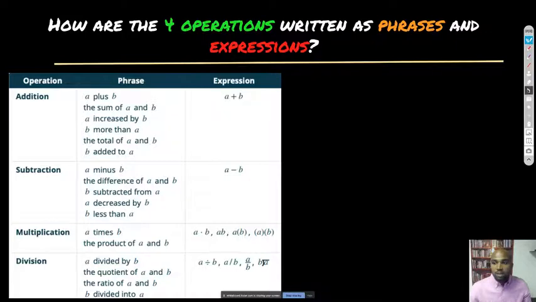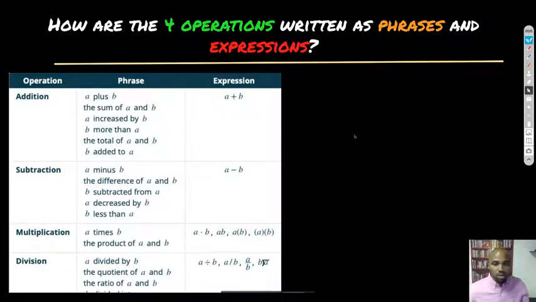So we're going to practice a little bit what that looks like so you'll know how to do it. Let me change my screen a little bit and get to our next problem.